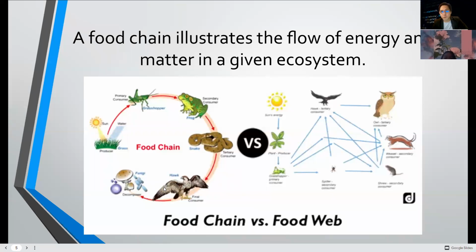Instead, we have a food web, the overlapping food chain. Even humans are actually included in the overlapping; we are included in the food web. Why? Because we consume a lot. Okay? We do a lot of activities that harm nature. That's the reason behind.